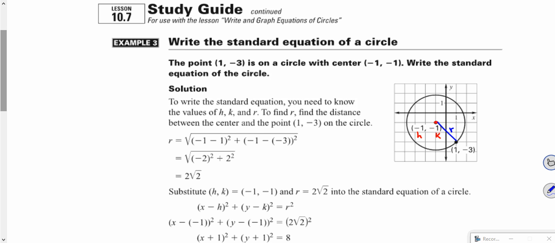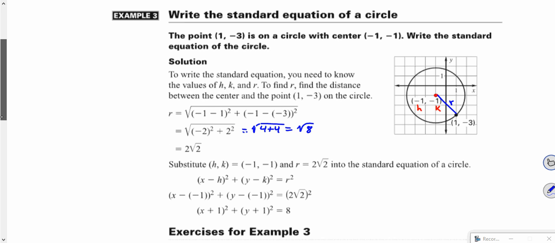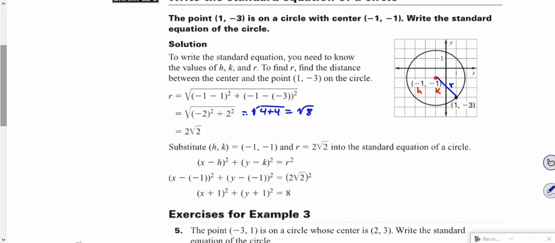When we've done distance formula in the past, we've used x1 and x2. Now they're using the x and the h, or the y and the k. So negative 1 minus 1 and negative 1 minus a negative 3. Square root of that. This is 4 plus 4, or square root of 8, and then that gives us 2 root 2. So once they know the radius is 2 root 2, then they can plug it in. Again, here's your h, here's your k, and here's your r.